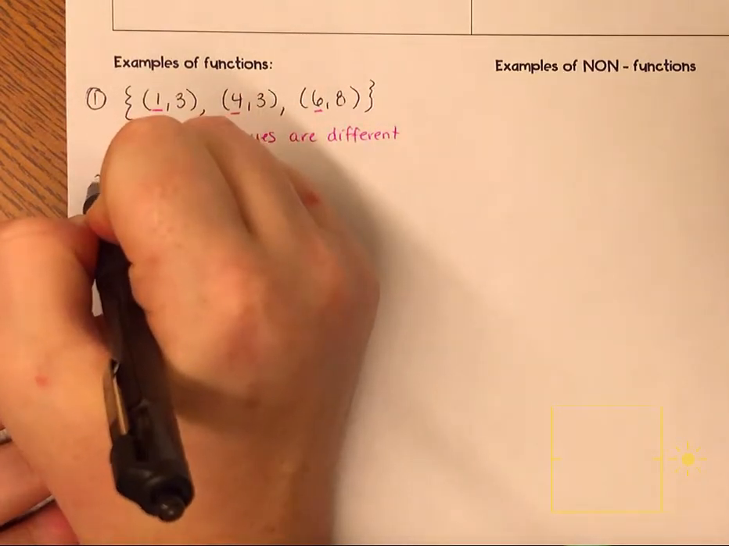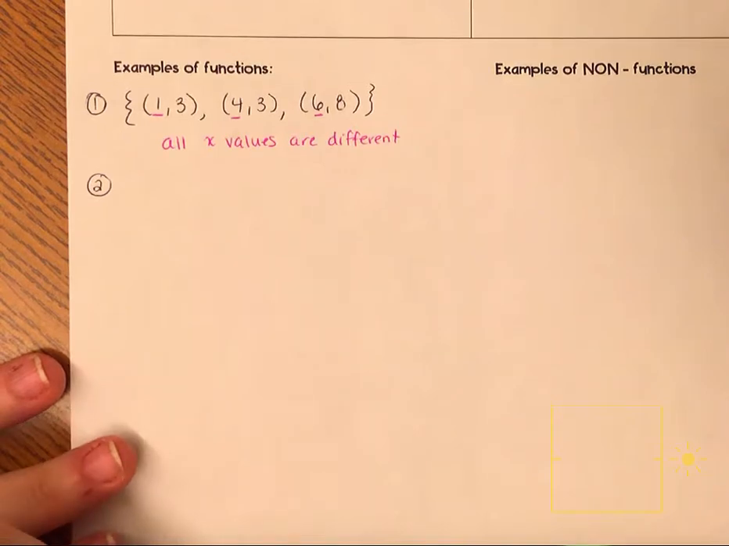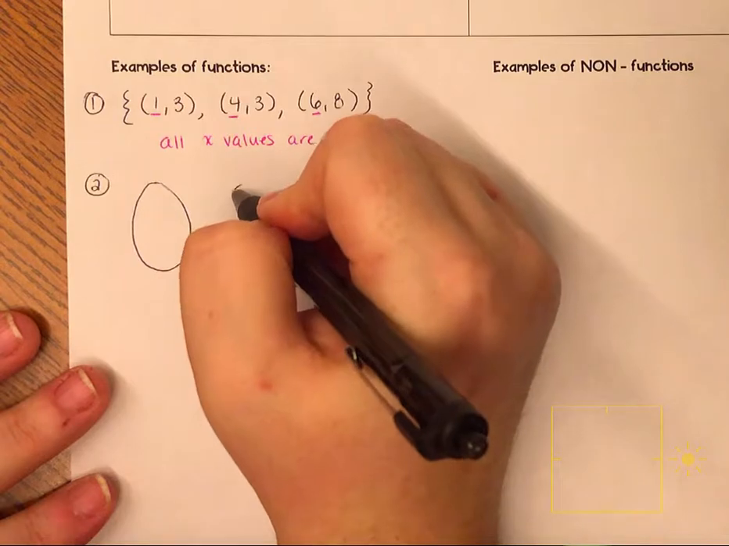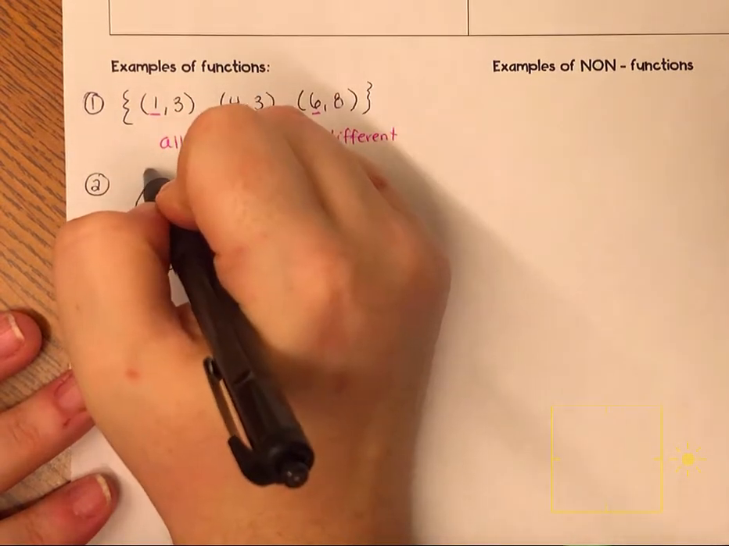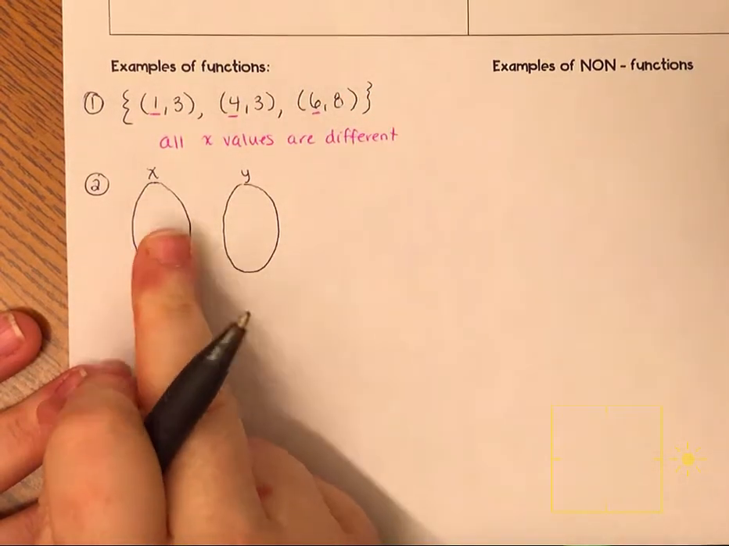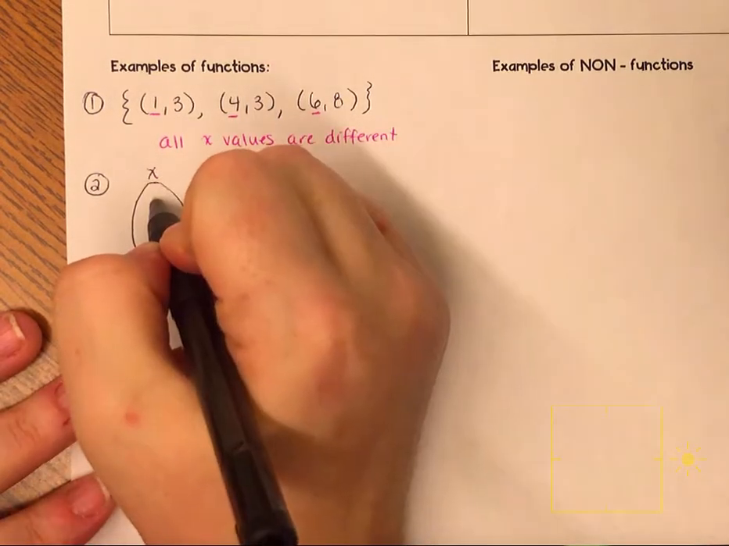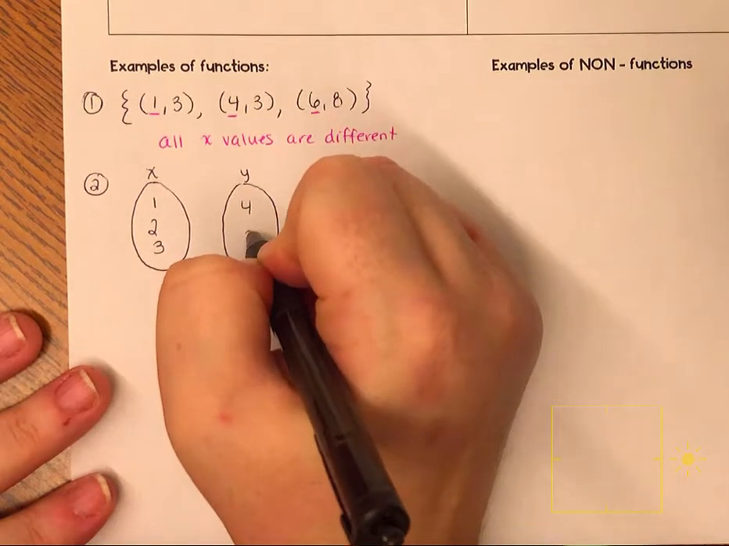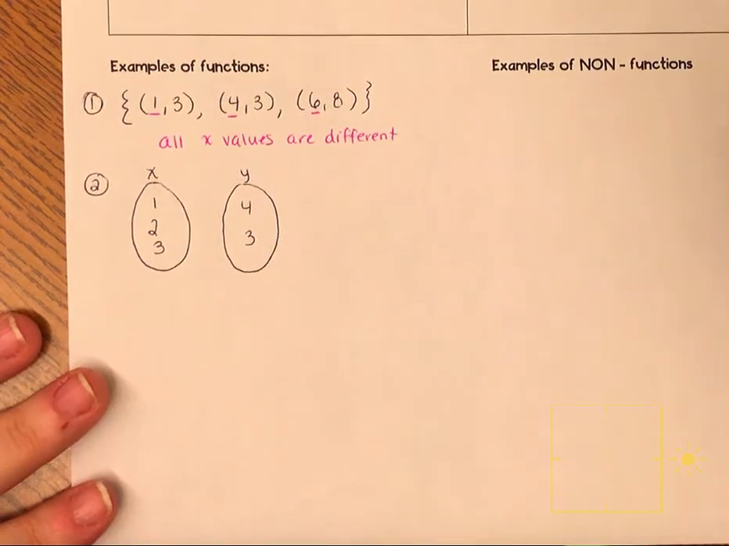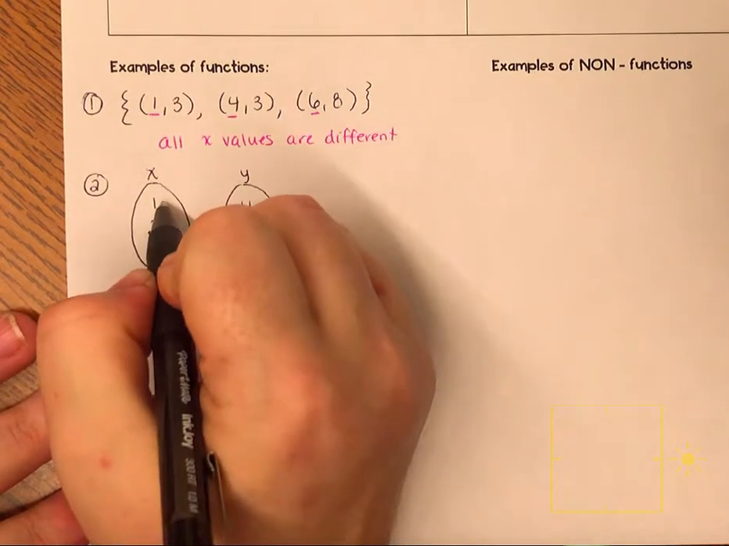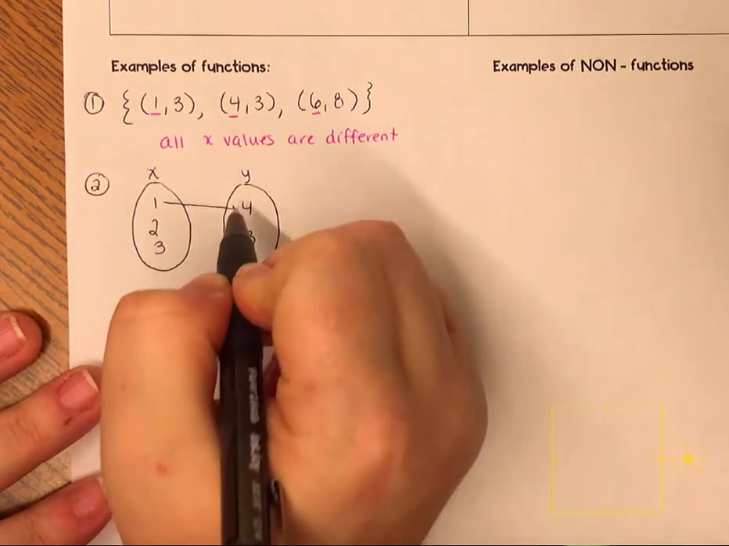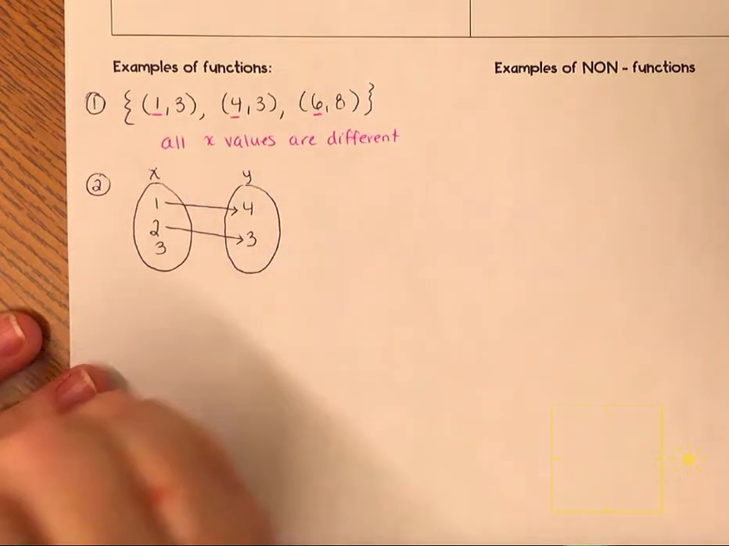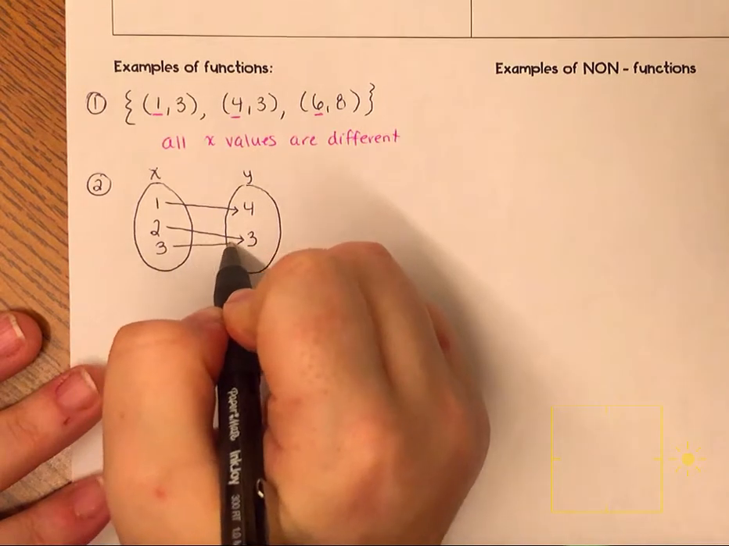Another method of looking at relations is a mapping diagram. When I have 2 circles like this, and I call one the x's and one the y's, or the input and the output, and I'll just put some numbers in here. So 1, 2, 3, and then I'll put 4, 3 over here on the y's. Now, in order for this to be a function, I can draw an arrow from 1 to 4, so that is a coordinate of (1, 4), and then 2 to 3, and then I can also go from 3 to 3.